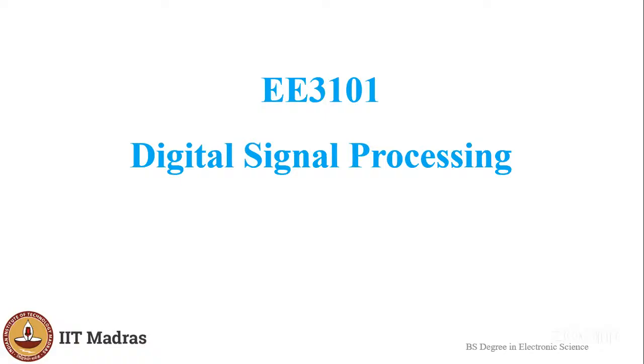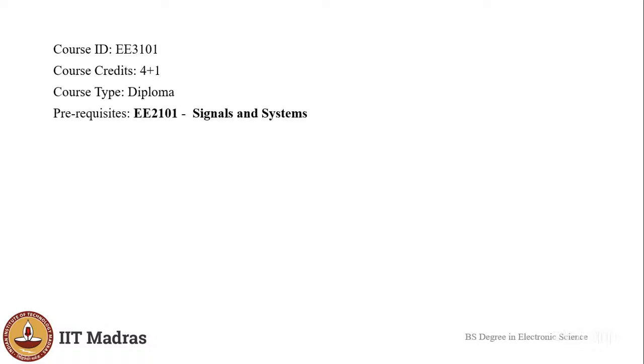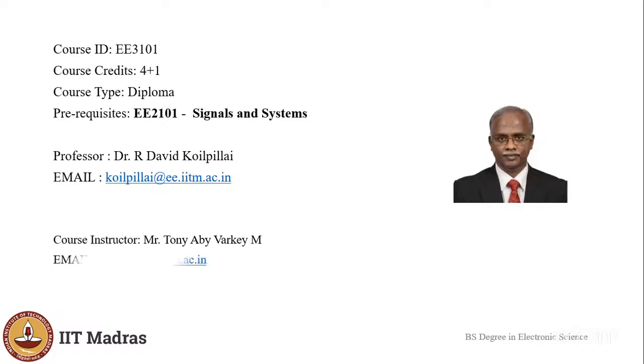Okay, I hope my screen is visible. Yes. Okay, so this course is at the diploma level. The course code is EE3101. Digital Signal Processing is the course name, and it is a 4+1 credit structure. The prerequisite for this particular course is Signals and Systems. The professor handling the course is David sir, and I will be the course instructor, Tony.